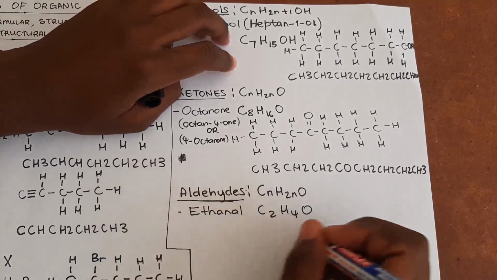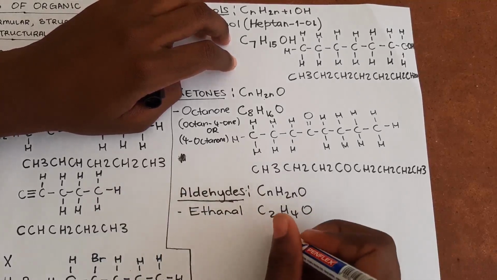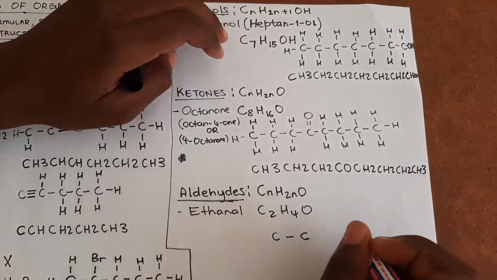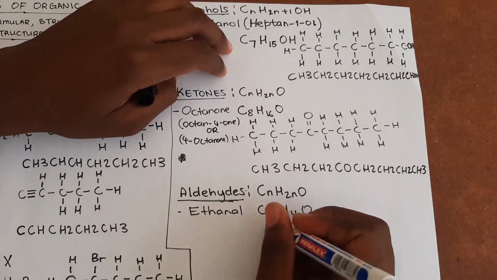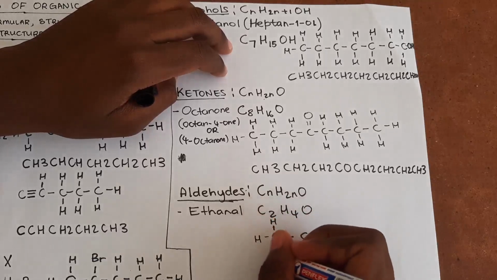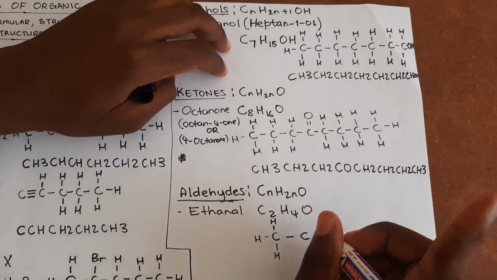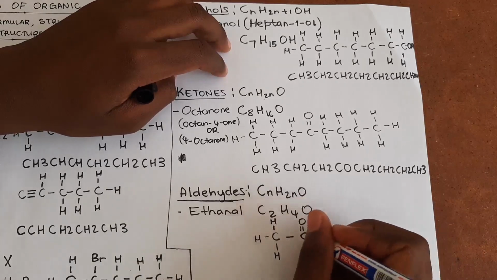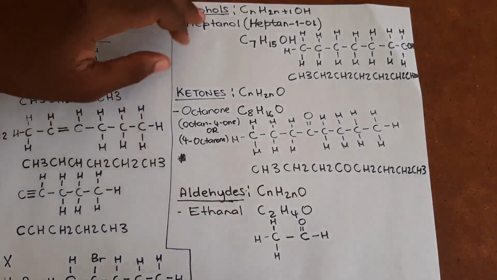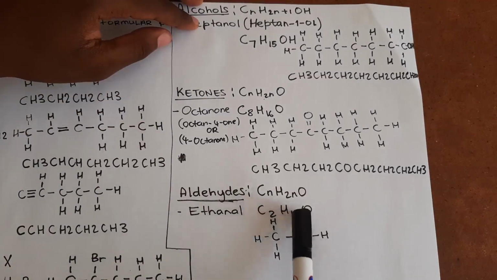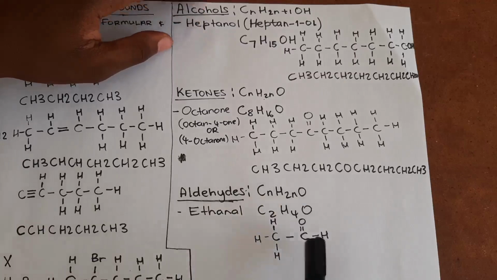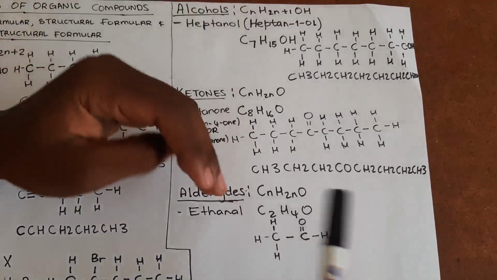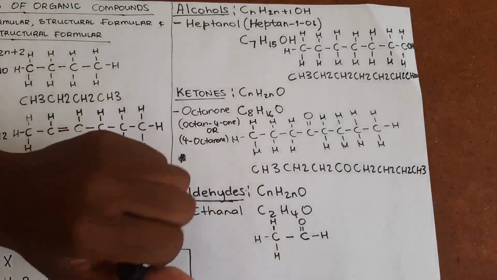So let's draw the structural formula. We have two C atoms, 1, 2. And the O bond is outside. Then we have the hydrogens, 1, 2, 3, and the fourth one is going to be outside. This is our O bond, and this is our H that is outside. So this is ethanol. Let's count: 2 C's, 4 H atoms, 1, 2, 3, 4, and 1 O. You can see that the O is bonded to the outside C. Even if it was, let's say, heptanol, with 7 C atoms, that O bond would be outside, on the last C atom. Hope you get it.